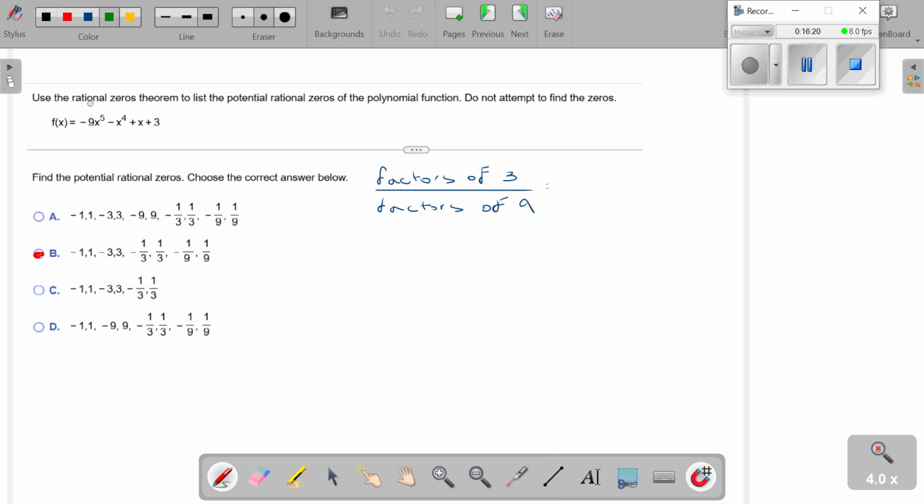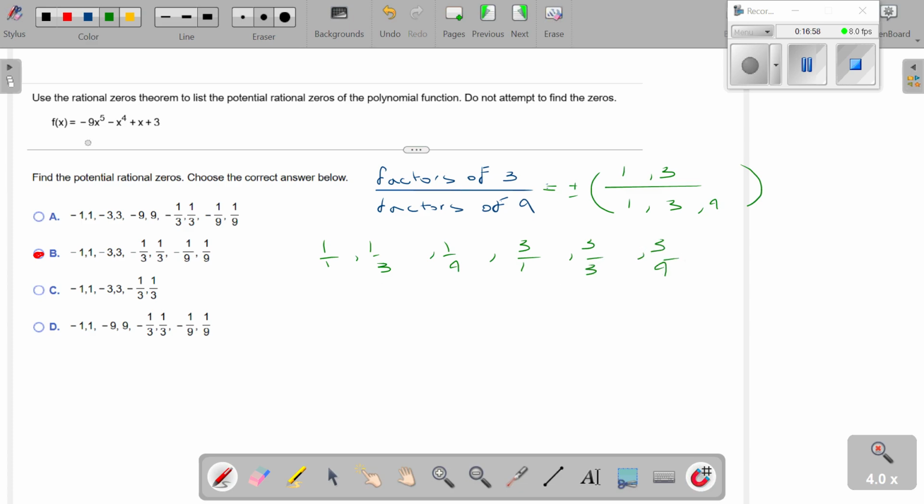Okay, next question is asking us to use the rational zero theorem. So again, we just need to find factors of 3 and factors of -9, the leading coefficient and the constant, and divide them by each other. Make sure you consider the positive and negative cases as well. Factors of 3 are 1 and 3. Factors of 9 are 1, 3, and 9. Now, divide them: 1 by 1, 1 by 3, 1 by 9. Then 3 by 1, 3 by 3, and 3 by 9.